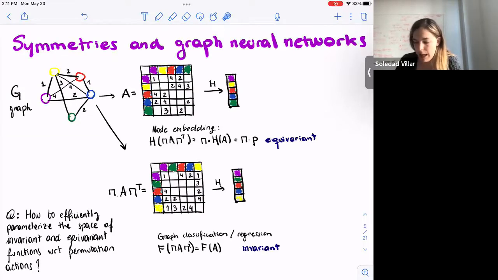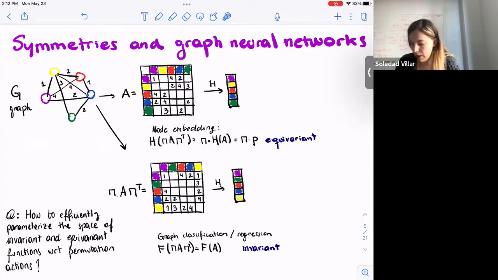So, for instance, if I switch the order of the green and the yellow node, then I will find a different adjacency matrix that represents the same graph. So basically, A and πAπ^T represent the same graph. So if we want to learn a function of the graph expressed as an adjacency matrix, then we hope that this function plays well with the action of permutations by conjugation.